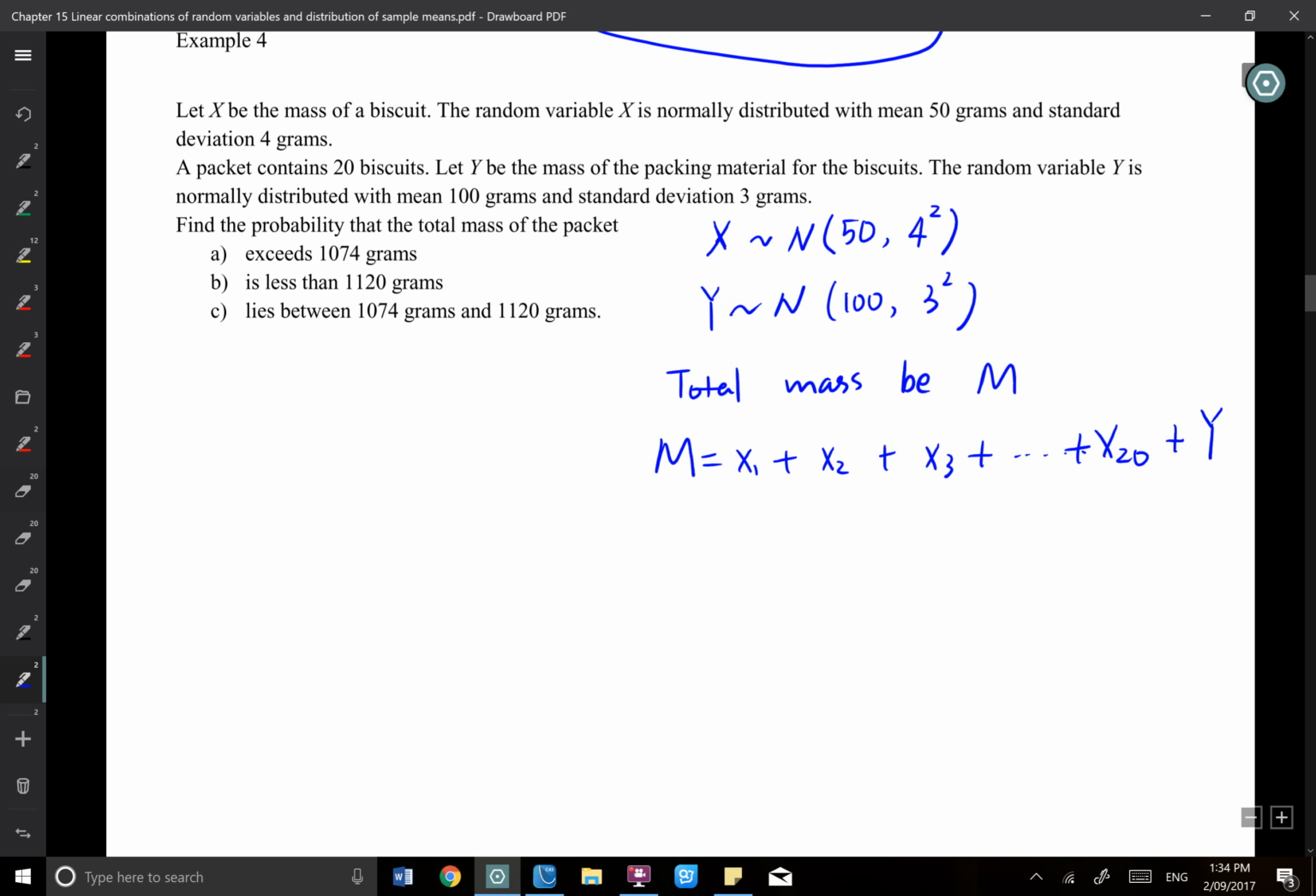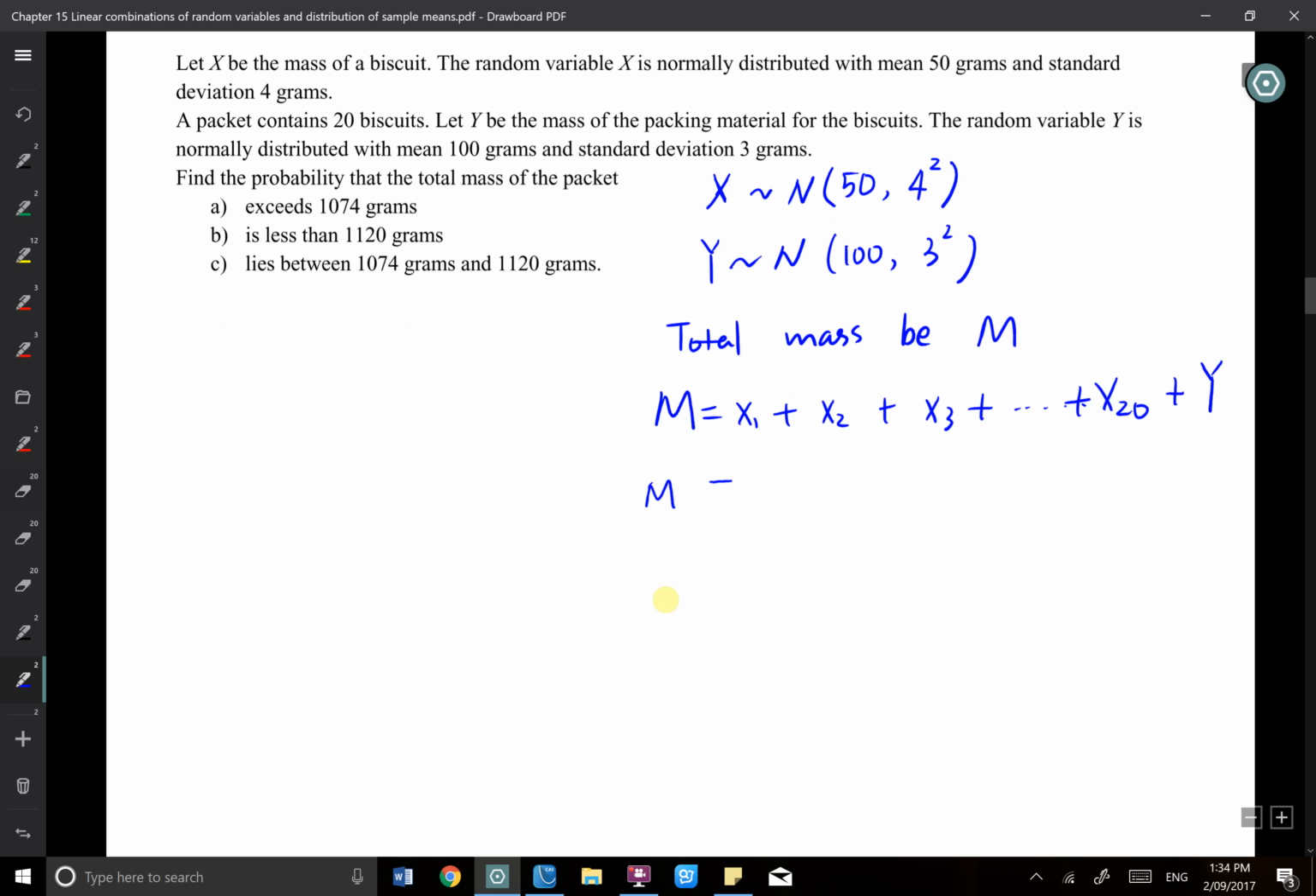Okay, total mass is x1 plus x2 plus x3 plus ... until x20, but each individual one follows a normal distribution with mean 50 and standard deviation 4, and then plus y. This is not equivalent to 20x plus y. The difference is that x1, x2, until x20 can take different values. They are different variables, different particles, all separate and independent of each other. There's no connection between them at all.